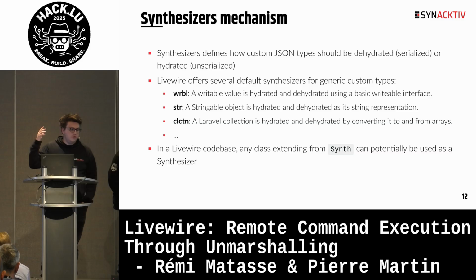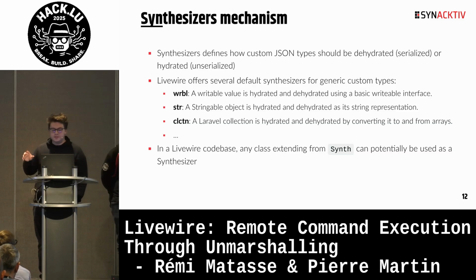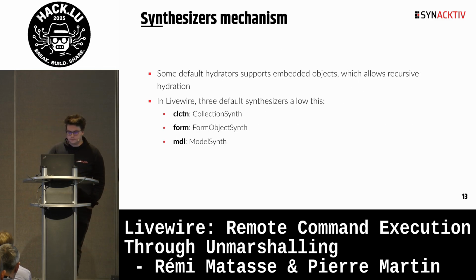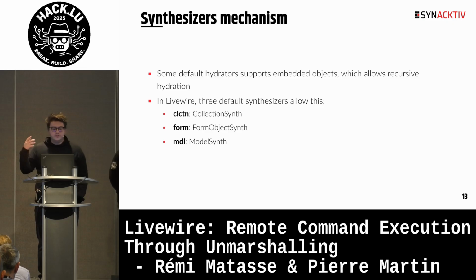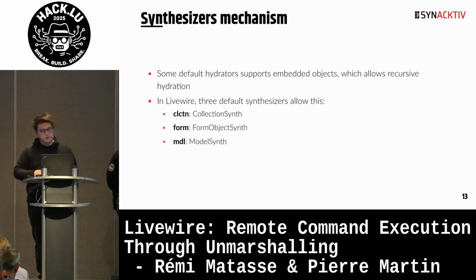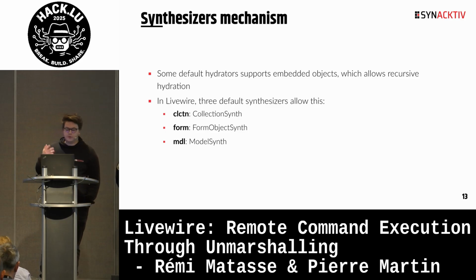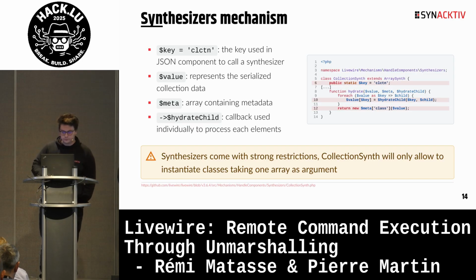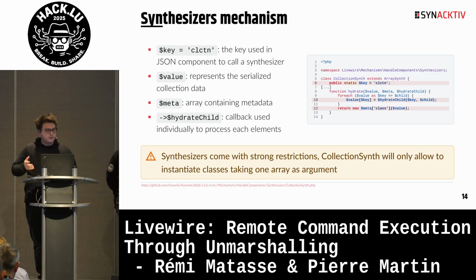And just for the notes, in a Livewire codebase, any class that extends the synth main class can potentially be used as a valid synthesizer. And of course, in the synthesizer mechanism, we have some embedded objects. You can embed class into class, etc., which allows recursive iteration, so recursive unmarshalling on several objects. And in Livewire, by default, there are 3 of them, CLCTN, Form, and MDL, which can be used to do that. So, what does a synthesizer look like?